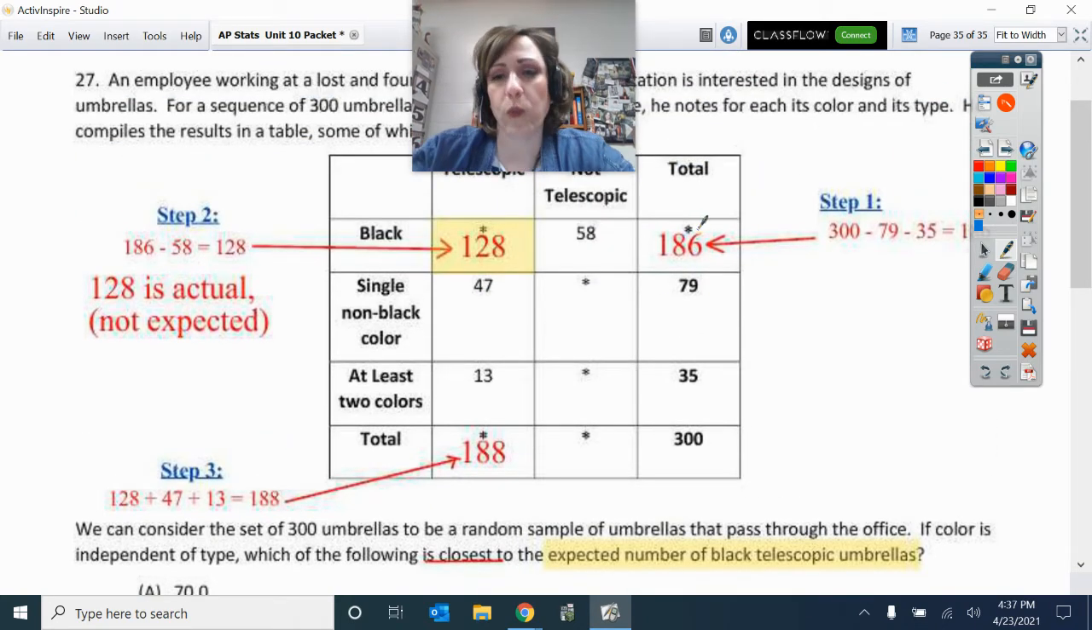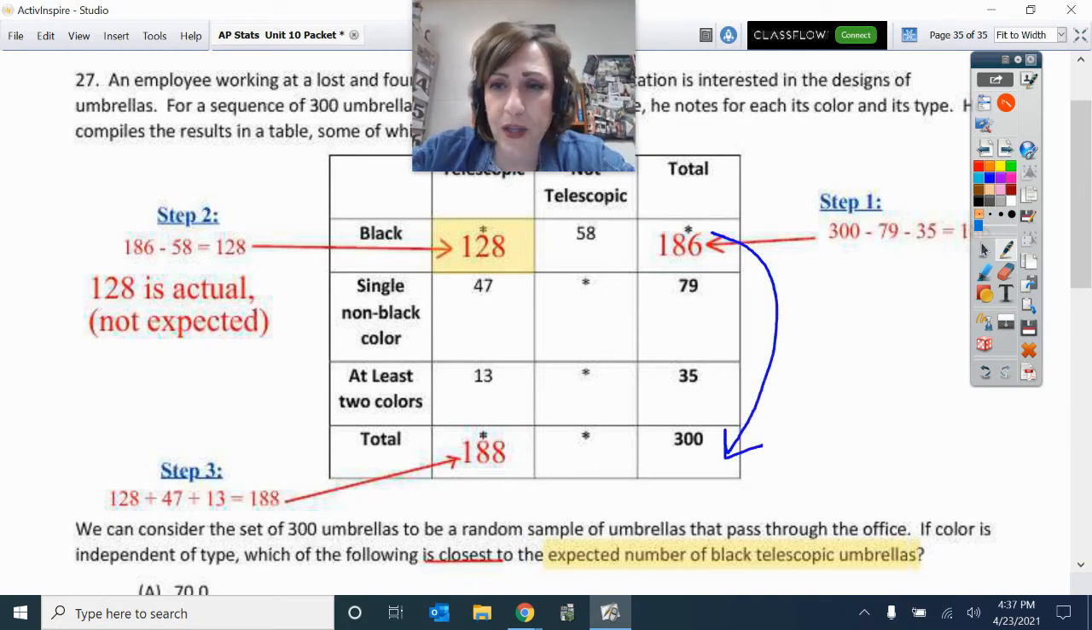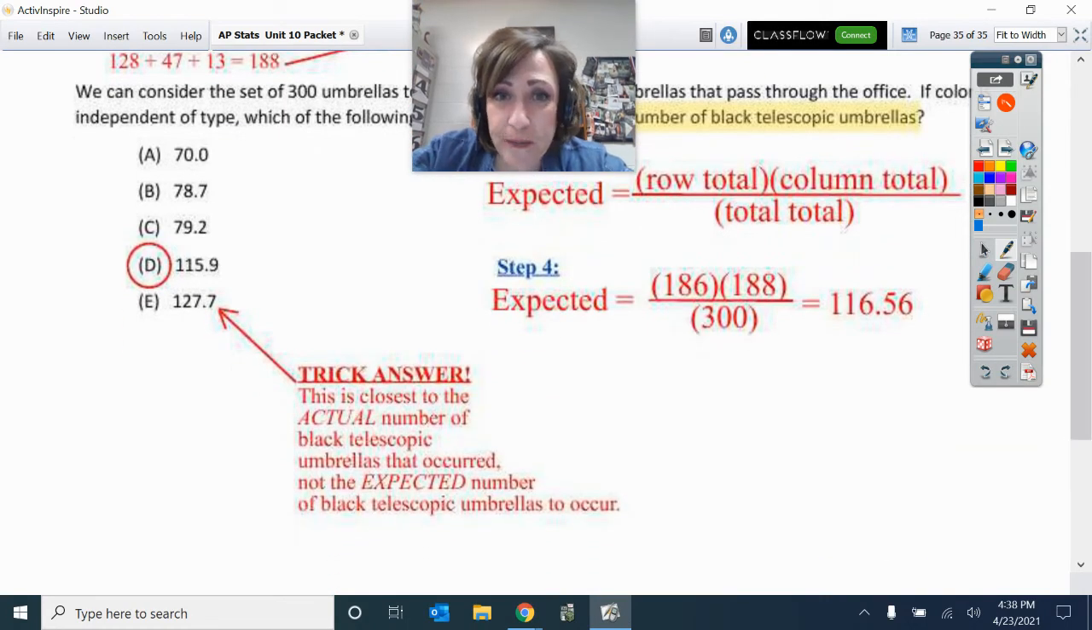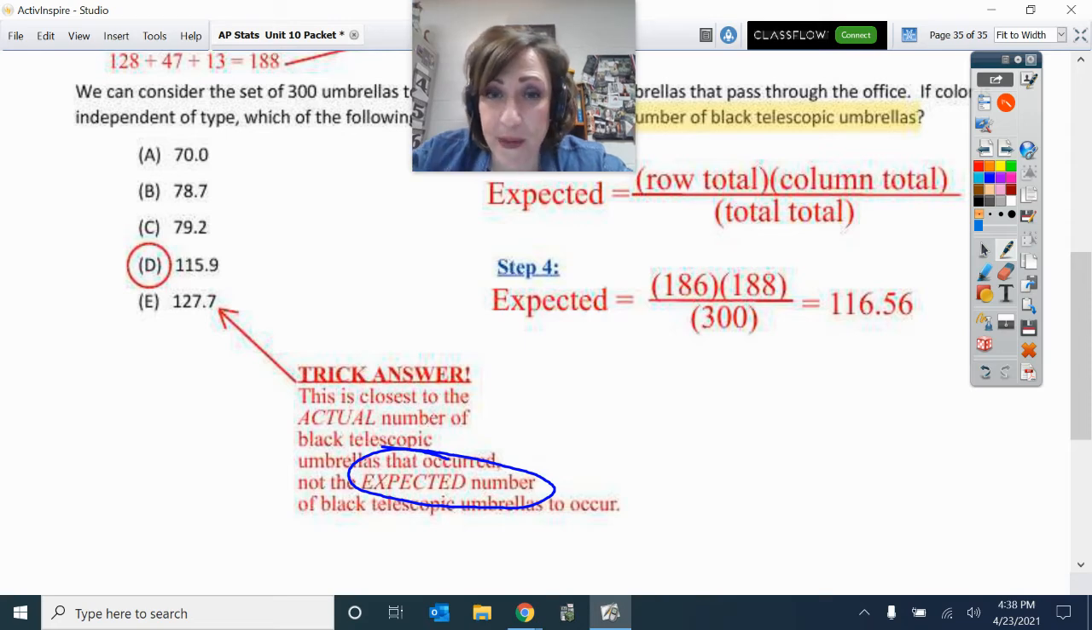So I need to find out what rate the black umbrellas are in the sample. So as a first step, I came up with this number: 300 minus those things to get 186. Then I could get this telescopic number right here. Keep in mind, that is the actual number, not what's expected. This was a bonus question nobody got, because everybody at that time wanted to tell me it was E. That's a trick answer, because that is the closest to the actual number of black telescopic umbrellas, not what it asked for, which was the expected number of black telescopic umbrellas.